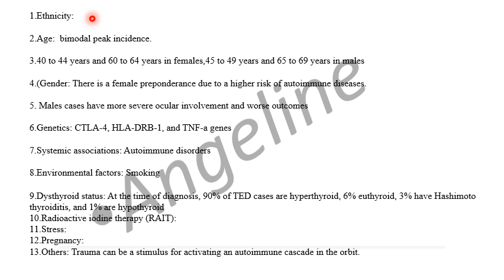Genetics, autoimmune disorders, associated autoimmune disorders. Somebody is having SLE, somebody is having polyarteritis nodosa. They are more likely to develop eye problems in thyroid. Smoking, dysthyroid status. 90% at the time of eye signs will be hyperthyroid, up to 3% can have Hashimoto's thyroiditis, and even 1% can be hypothyroid. They have eye problems due to thyroid, but their thyroid function tests are hypothyroid. When you give radioactive iodine therapy, this is one of the side effects you need to explain to the patient and take prophylactic measures also. Stress, pregnancy, and trauma. Major trauma.